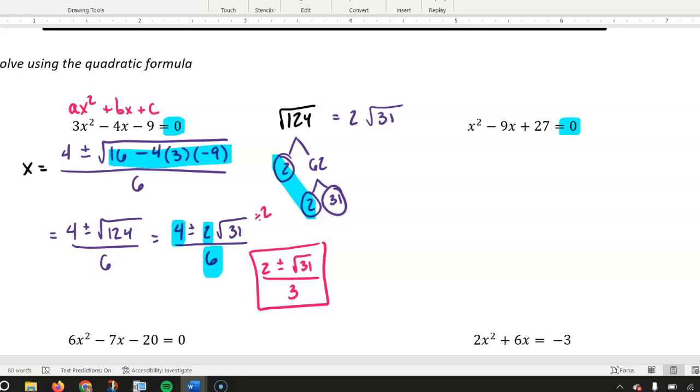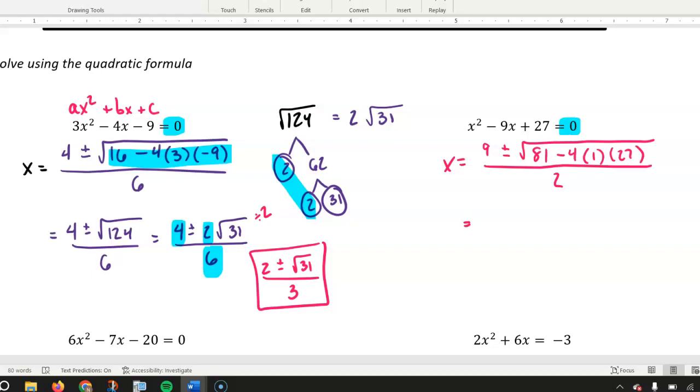So for this one, if we start it up, it's going to be x equals the opposite of negative 9, which is 9, plus or minus the square root. Again, remember what I told you last time. Square the negative 9. Write it down. Negative 9 squared is a positive 81. Minus 4 times a, which is 1, times c, which is 27. All divided by 2a. This time a is 1, so 2 times 1 is just 2.